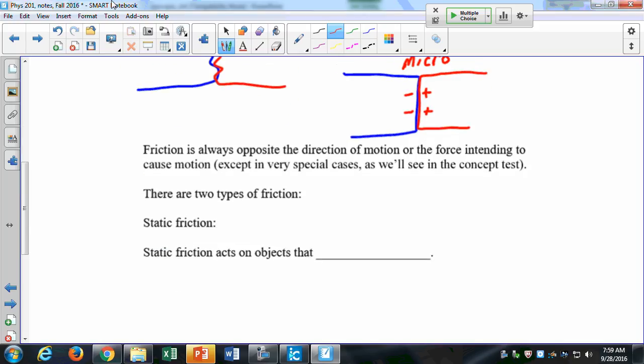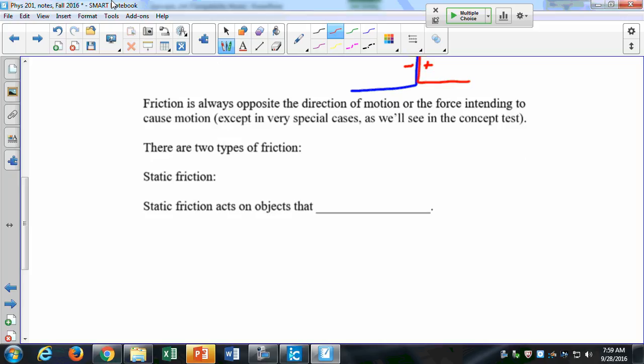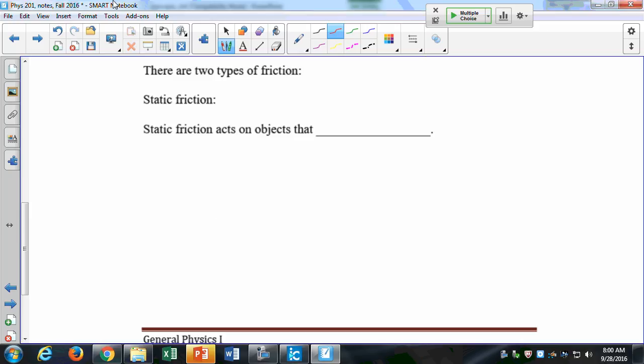There are two types of friction that we'll deal with, and they are static and kinetic. Also, we need to understand that friction is almost always opposite the direction of motion. So if I'm trying to push this desk in that direction, the frictional force is going to oppose it in this direction. There are very few cases where that's not true. The frictional force will almost always oppose the direction of motion. Static friction acts on objects that are static, that are not moving.